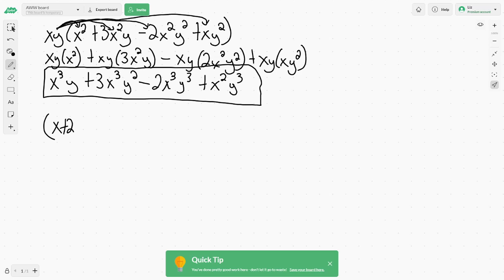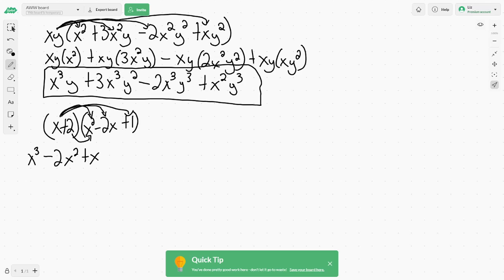All right, we have x plus 2 times x squared minus 2x plus 1. Again, we're going to use the distributive property. We're going to distribute the x first. So we're going to distribute our first term. So x times x squared is x cubed. X times negative 2x is negative 2x squared. X times 1 is x.